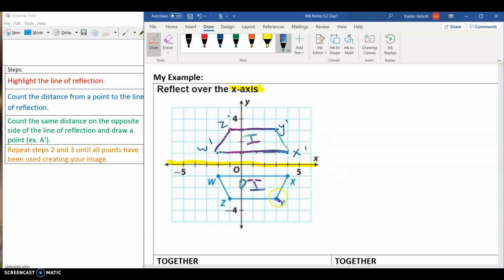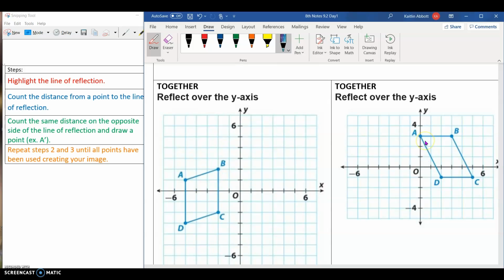So if I were to pick this shape up, cut it out, and flip it over, it would be exactly the same. The dimensions are all the same. The distance away from this line is exactly the same.